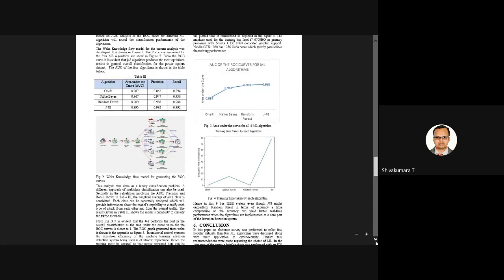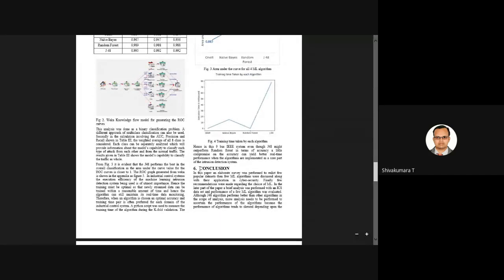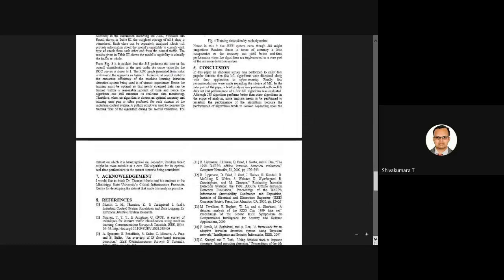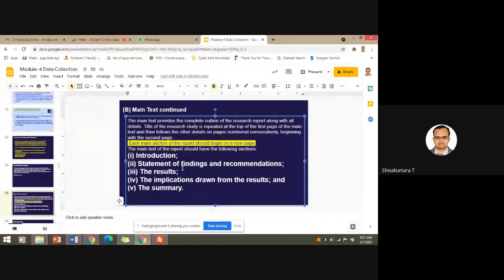He has used these, and at the last he gives the conclusion. If it is a research report, the summary is used for the conclusion of the entire research work done by the researcher. Acknowledgement and references are used for writing the research report. Okay, so the main text itself includes introduction, statement of findings and recommendations, results, implications drawn from the results, and the summary.